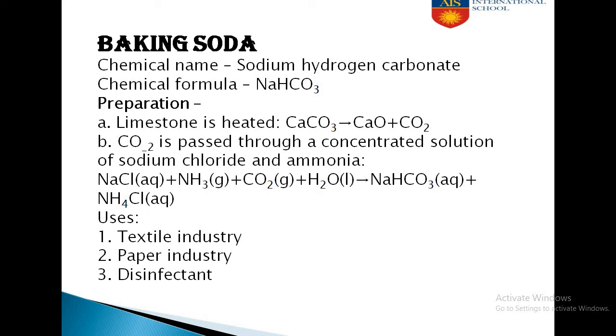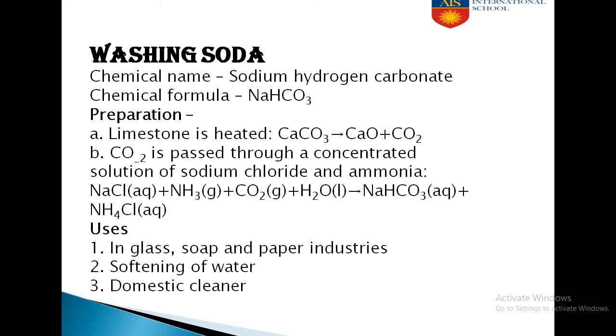Now this carbon dioxide is passed through a concentrated solution of sodium chloride and ammonia. So it will form NaCl plus NH3 plus CO2 plus water. Ultimately it gives us baking soda, NaHCO3, and ammonium chloride. Clear? So what is the use of baking soda? It is used in the textile industry, in the paper industry, and as a disinfectant.